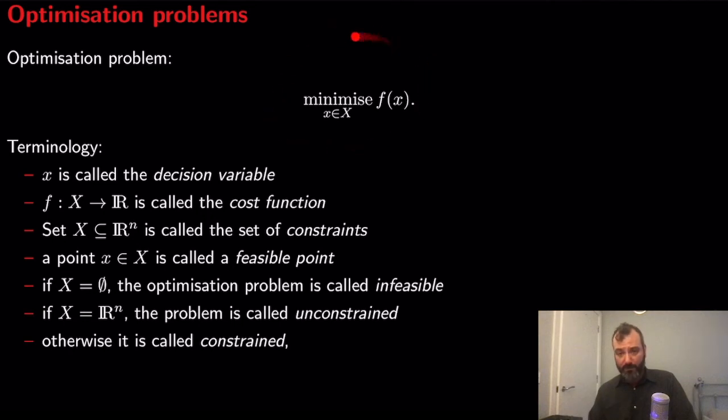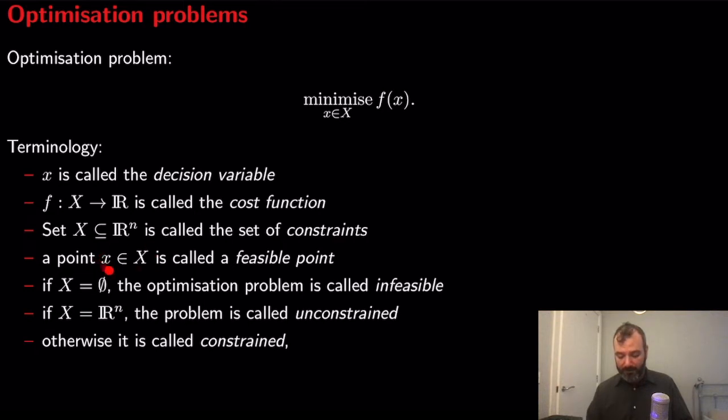This is an optimization problem now. It is a problem, first of all. The problem of minimizing f of x. F is my cost function, x is the decision variable, this is what I need to determine. This function f takes values from a set big X and sends them to the real numbers, so it gives me a cost for every vector. This is called the cost function. The set big X is a set of vectors. It is called the set of constraints.